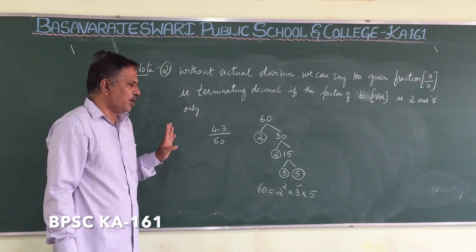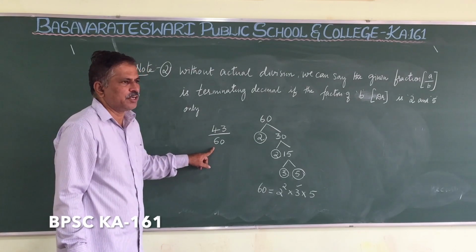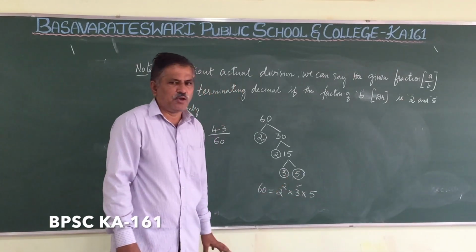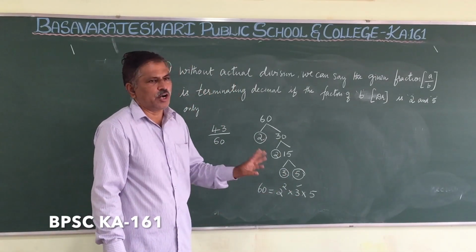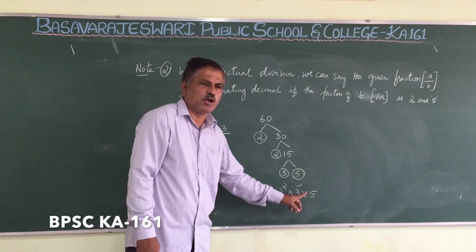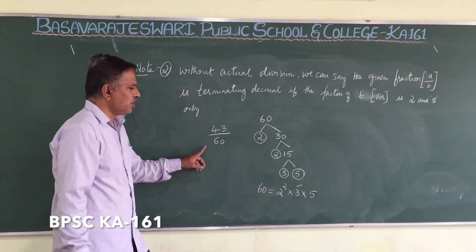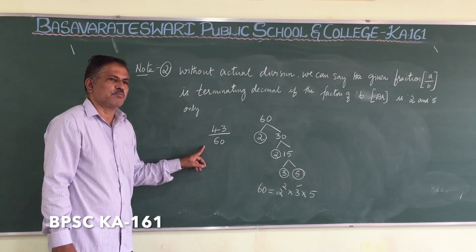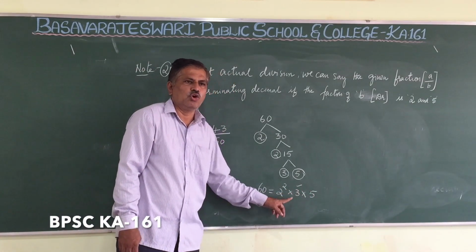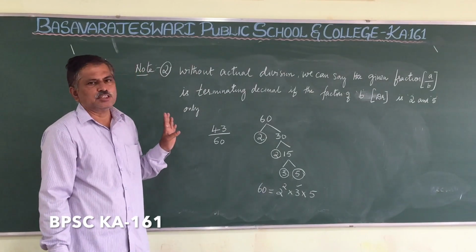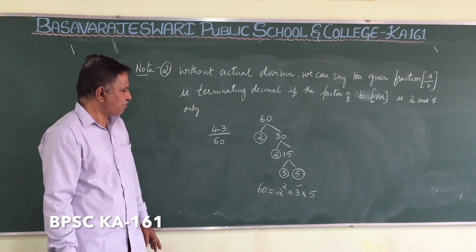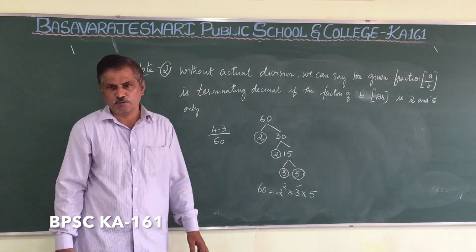Therefore, it is a non-terminating decimal. I told you, for a terminating decimal you should get the factors only 2, or only 5, or both 2 and 5. But we got 3 along with 2 and 5. Apart from 2 and 5, we got 3 also. Hence, 43 by 60 is a non-terminating decimal. If you want, you can check by doing the division. Yes, please note down this one.